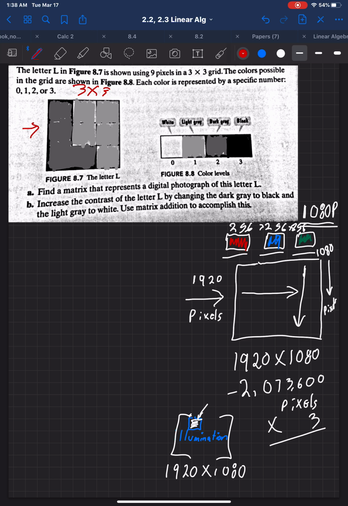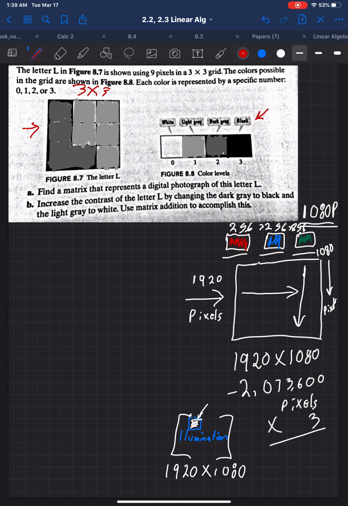Now the colors possible on the grid are here. You don't have the 16.8 million color choices that you probably have on the display you're looking at right now. You only have 4 different colors: white, light gray, dark gray, and black. And each one can be represented as a number: 0, 1, 2, 3.